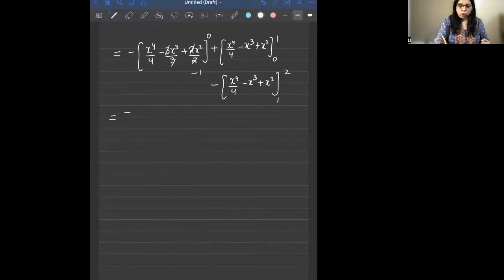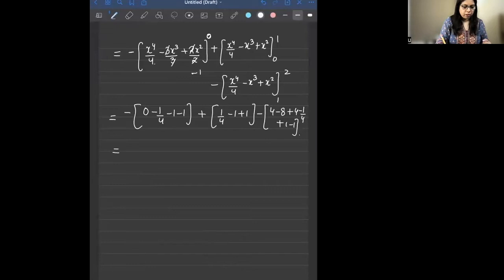So when we put the values, first of all, we will put the upper limit 0 in all the terms, so all terms will be 0. And when we put the lower limit with the negative sign, we get minus 1 by 4, minus 1. Plus, when we put 1, we get 1 by 4 minus 1 plus 1; on putting 0, each term will be 0, so I am not writing that. Then when we put 2, 16 upon 4 is 4. Next minus 8 plus 4. So we get all these terms. So here we get 9 by 4 plus 1 by 4.